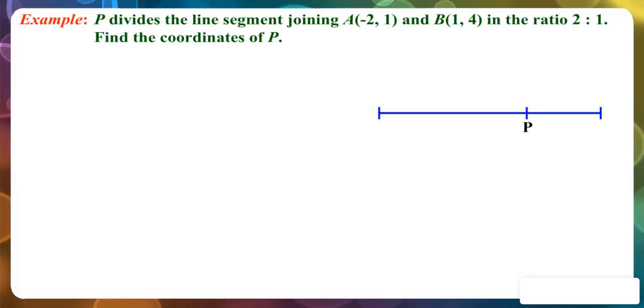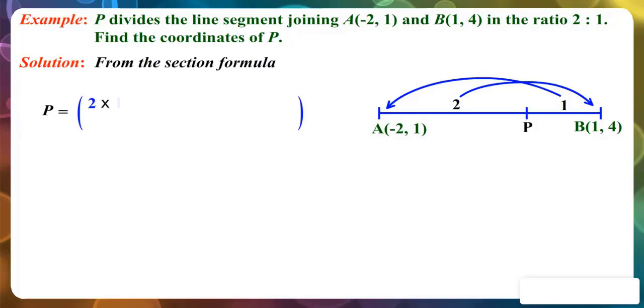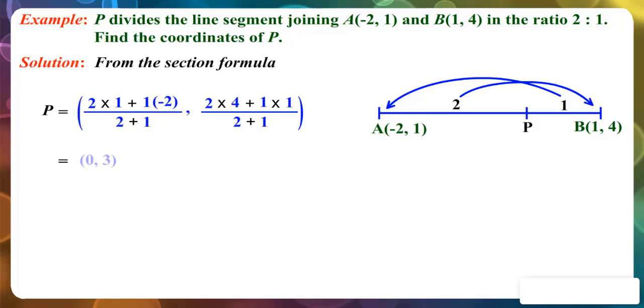Example 1. P divides the line segment joining A (-2, 1) and B (1, 4) in the ratio 2:1. Find the coordinates of P. Let's solve this. From the section formula, P is equal to 2 multiplied with the x coordinate of B, that is 1, plus 1 multiplied with the x coordinate of A, that is minus 2, divided by 2 plus 1. Similarly, for the y coordinate, 2 multiplied with the y coordinate of B, that is 4, and 1 multiplied with the y coordinate of A, that is 1, divided by 2 plus 1. This on simplification comes as (0, 3).